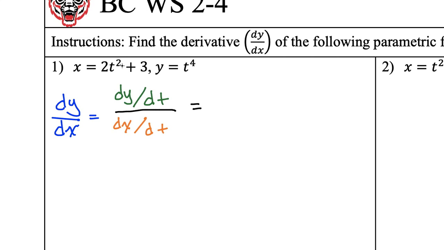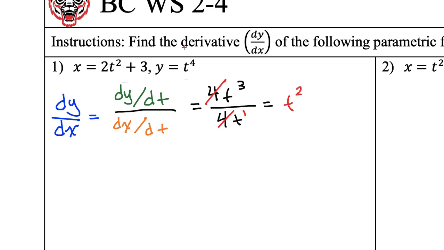Okay, so dy/dt, the derivative of that thing is 4t to the power of 3. The derivative of 2t squared plus 3, that's a constant so it goes away, is 4t. And then I need to simplify a little bit. I see a 4 and a 4, so those cancel each other out, and 3 minus 1, there's an invisible 1 right there, is 2, so this is t squared. I'm not done because it's not in terms of x.